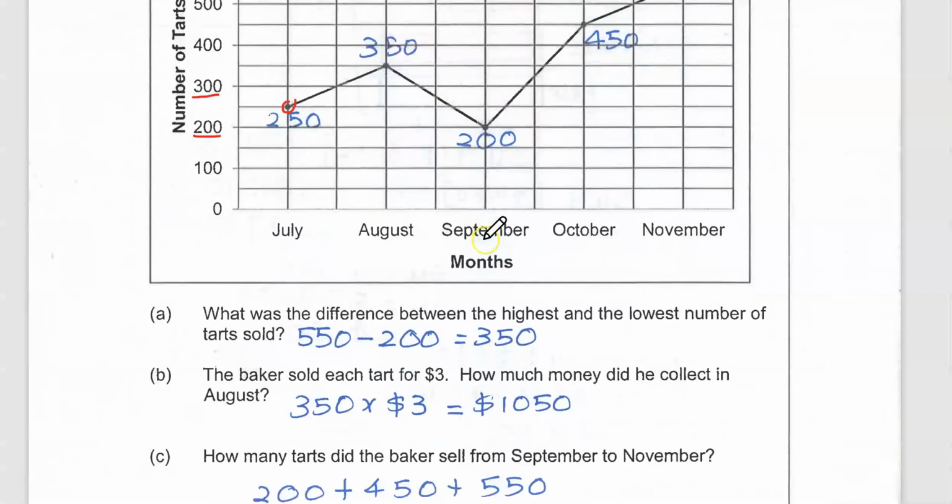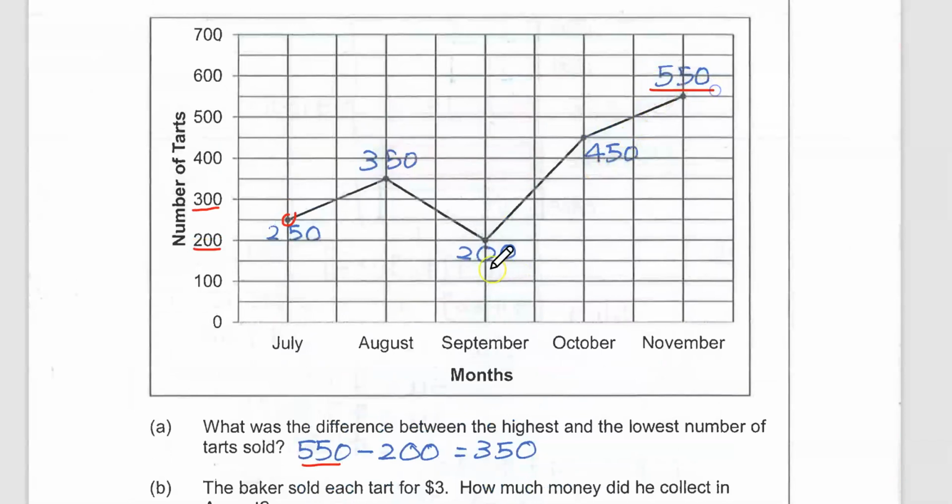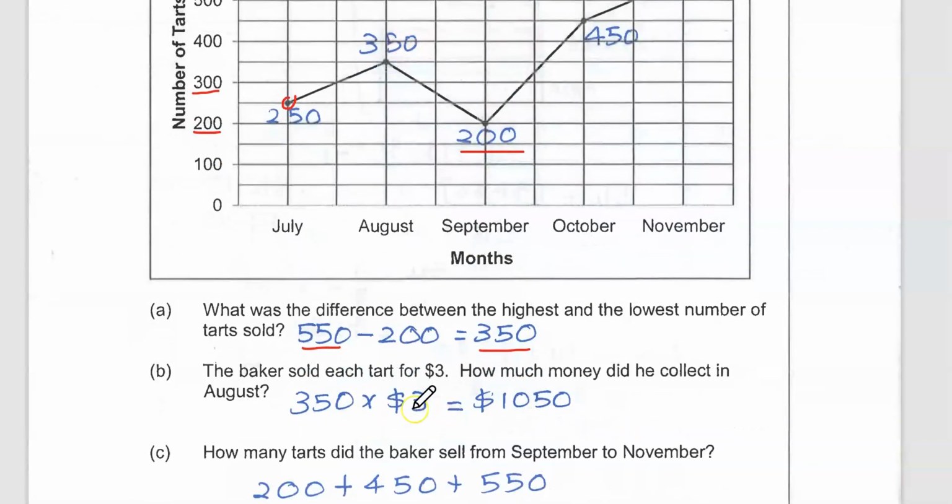Right. Now, what was sold? The difference between the highest and the lowest number. Highest is 550 here. Lowest is 200 here. So the difference is 350. Straightforward. Next, the baker sold each tart for $3. How much money did he collect in August? In August is 350 tarts. Each one $3, 350 times 3, you should get $1,050.